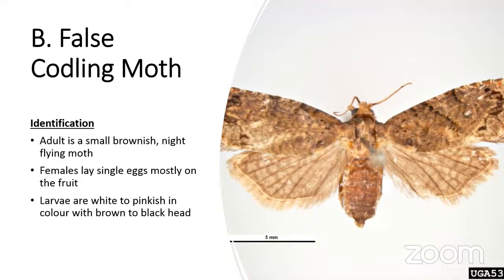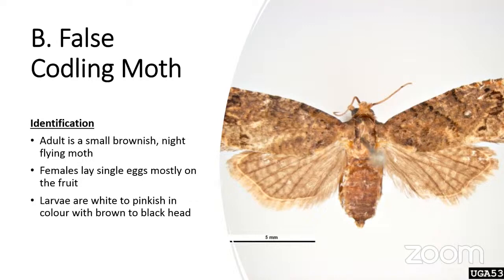And also, if it comes to control, it gives you an indication of the best time when you can control it, because during the day, they actually hide under the leaves. Then females lay single eggs, mostly on the surface of the fruit. The fruit fly, which we saw in the previous presentation, will puncture and lay eggs under the skin. For the false codling moth, it will lay on the surface of the fruit.